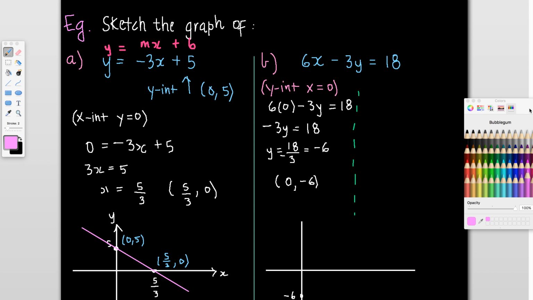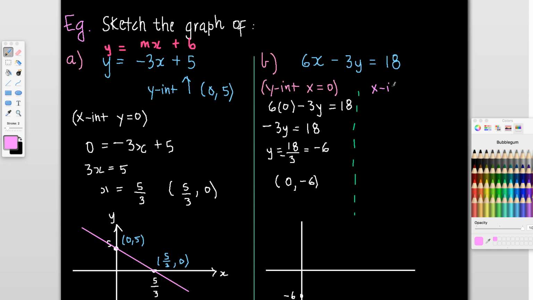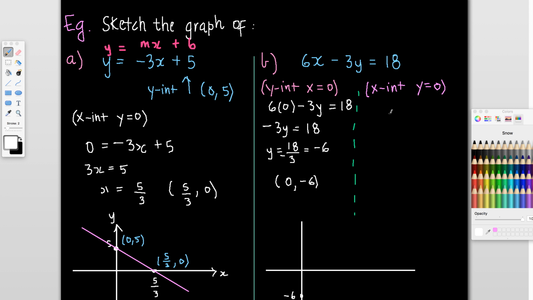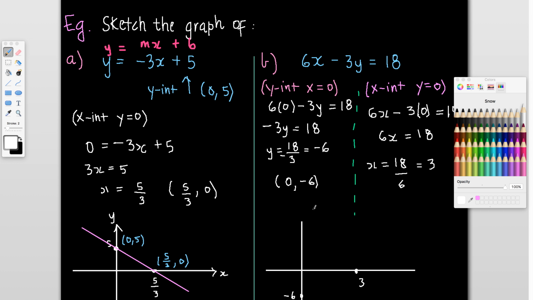And now what I want to do, the opposite. I want the x-intercept, therefore y equals 0. There we go. Back to the white colour. All right, so 6x minus 3 times 0, so that's just going to cancel out there, equals 18. So 6x equals 18. So x is obviously 18 on 6, which is 3. All right, so x is 3. There we go.